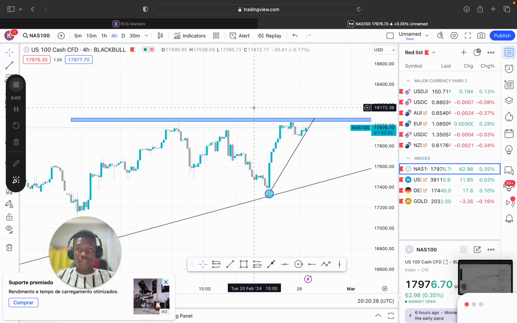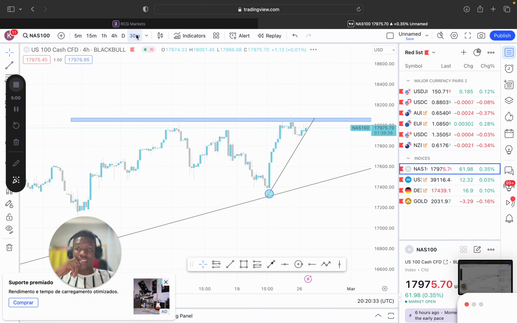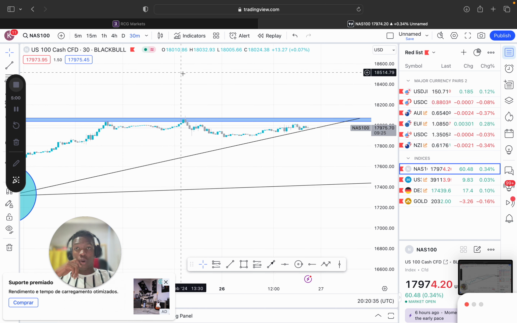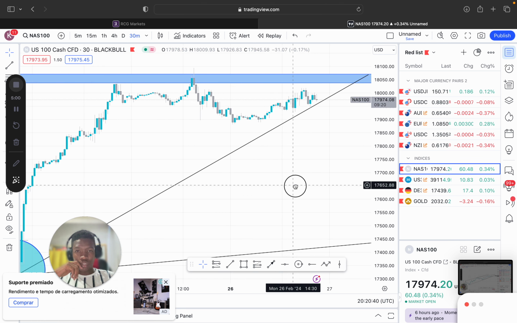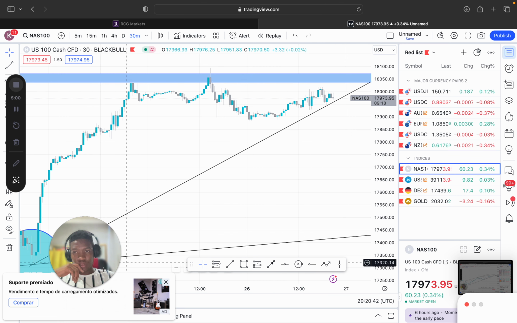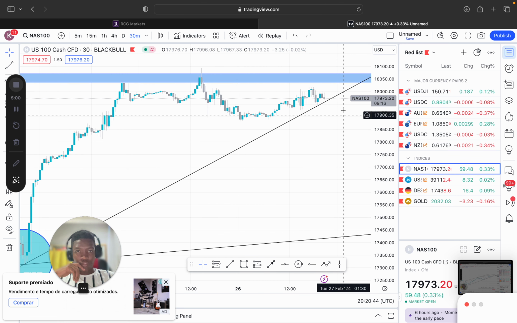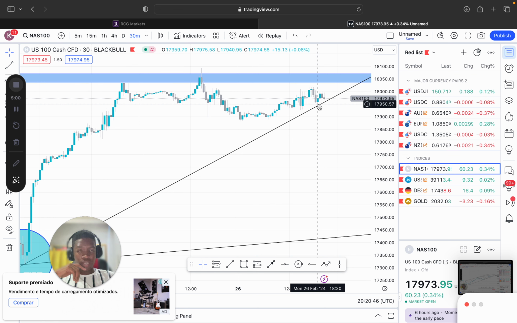So I use the 4-hour time frame on NAS 100, but normally when I enter, it's 30 minutes time frame or the 15 minutes time frame, right? You can see that it's much more clearer on the 30-minute time frame in terms of the touches, right? I have 1, 2, and then I have 3. So on the 30-minute time frame, I have a third touch, so I can basically take my trade.